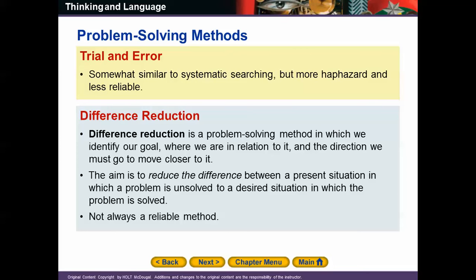Difference reduction: what you're going to do is identify your goal, where you are in relation to it, and the direction you must go to move closer to it. So in other words, you want to reduce the difference between your present situation, like the problem being unsolved, and your desired situation, which is the problem solved. The difference reduction method is a heuristic, and so it's not always reliable. Sometimes we think we've reached our goal when we haven't. And furthermore, sometimes we have to take what seems to be a step away from our goal in order to achieve that goal.